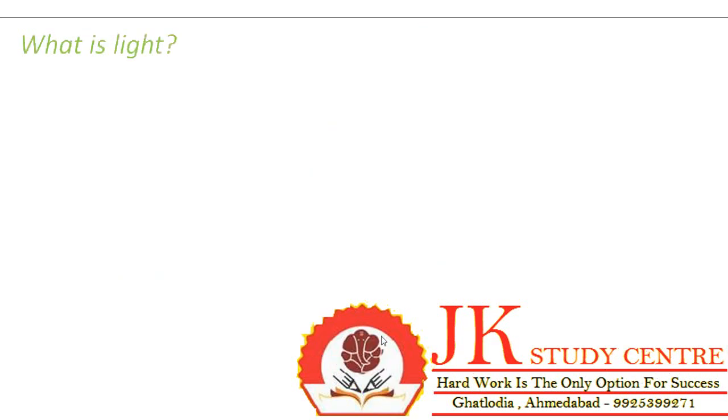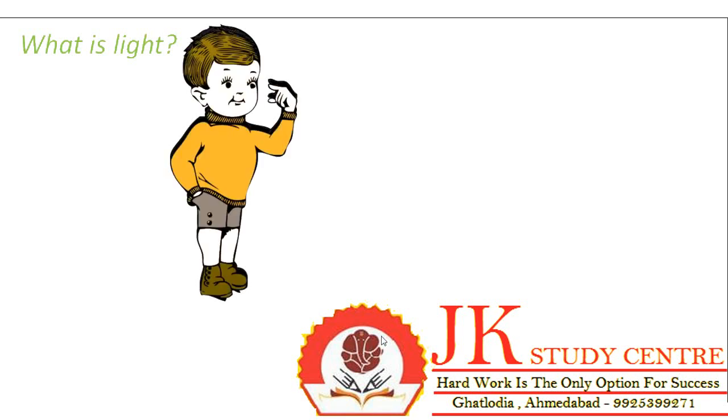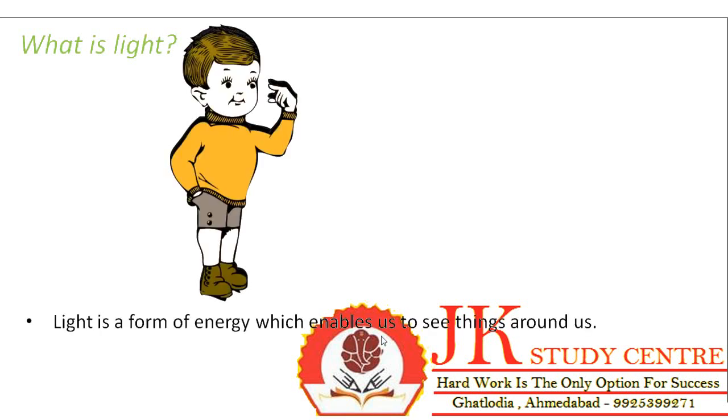So now let us start with what is light. Just now I mentioned light is something which enables us to see everything which is present around us. So it is a form of energy which enables us to see things around us. You can imagine, at night when the power cuts off, it becomes so difficult because we are not able to see anything around us. Life is so difficult without it.